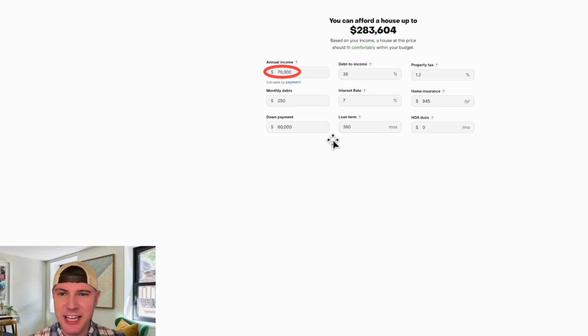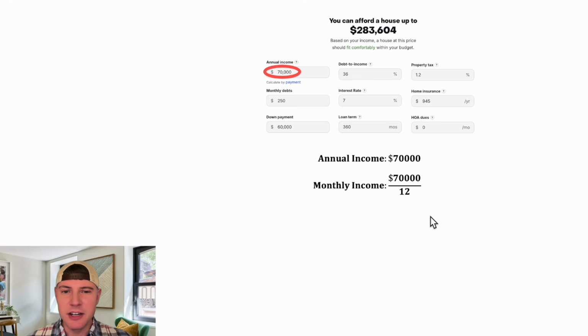First, let's focus on the annual income. In this case, it's $70,000. This is before anything gets taken out for taxes. You do your full income. To get the monthly income, you're going to divide that by 12, and that'll give you $5,833.33. And then from here, we're going to look at the debt to income ratio.